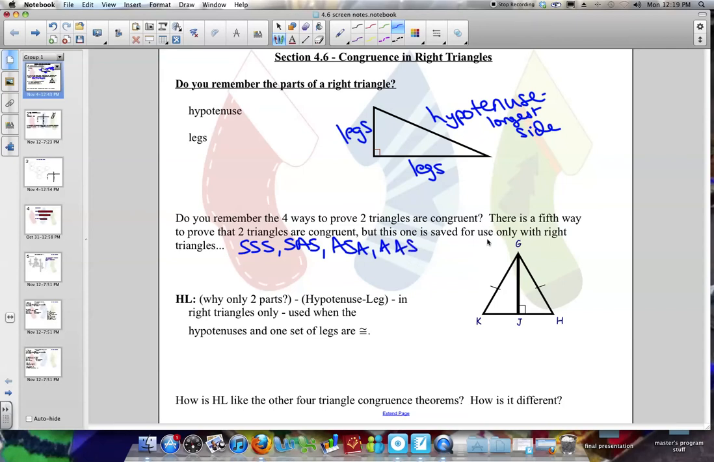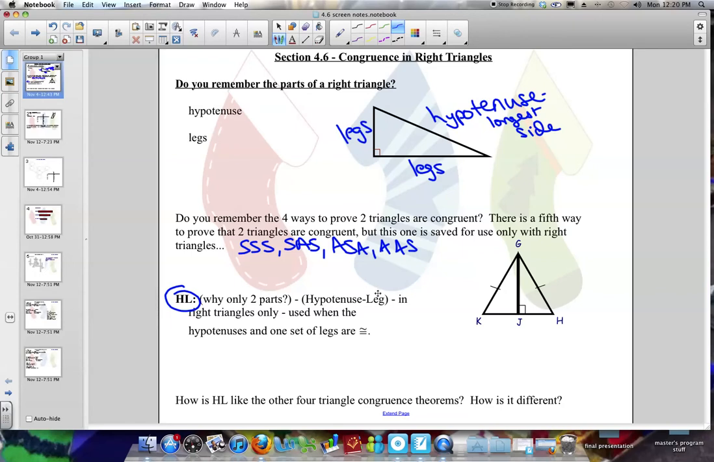There is a 5th way to prove that two triangles are congruent. This one is saved only for use with right triangles. That does not mean that if you're given 2 right triangles and asked to prove they are congruent, you cannot use any of the other 4. It just means if you're going to use the 5th reason, which we call HL, you have to have right triangles. HL stands for hypotenuse and leg.